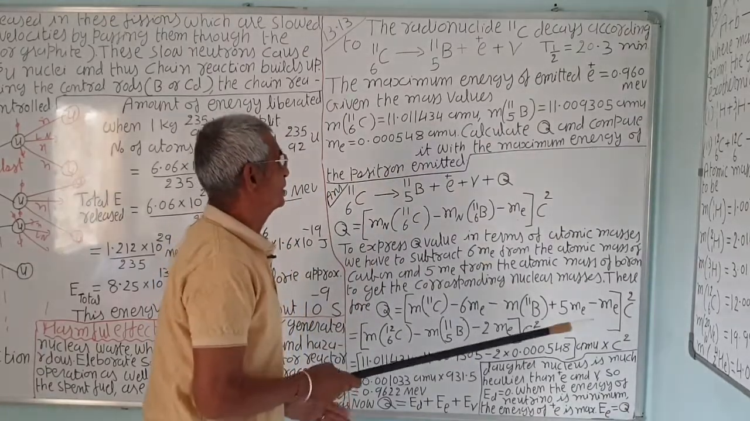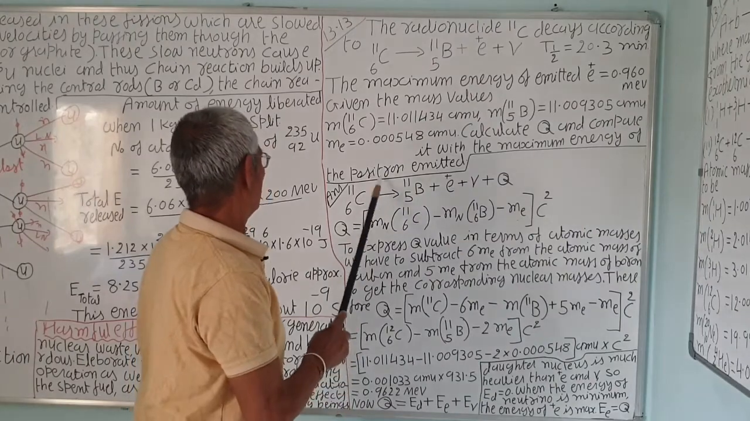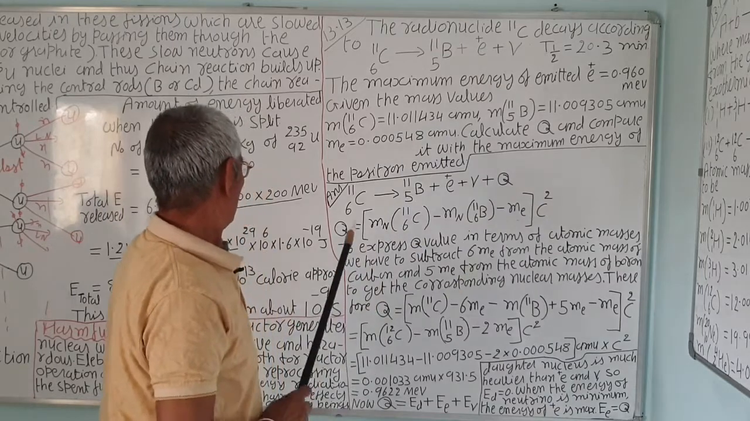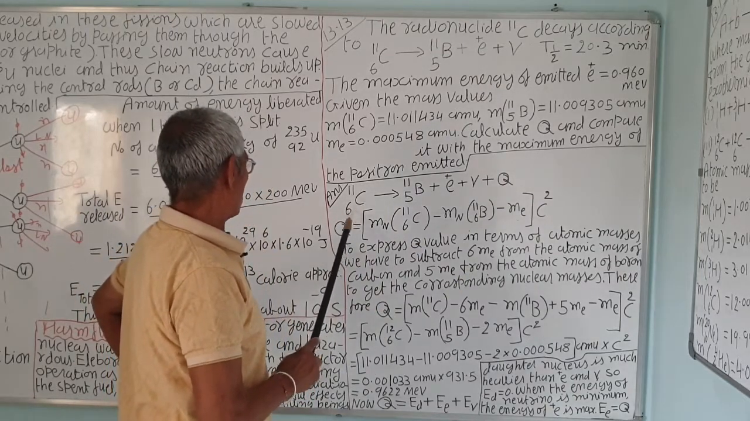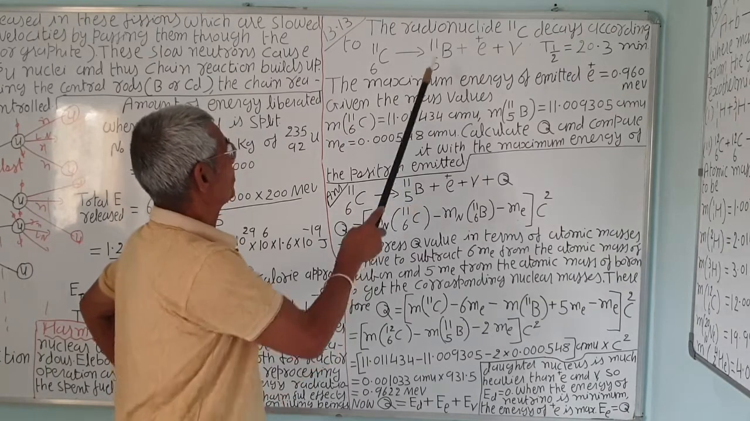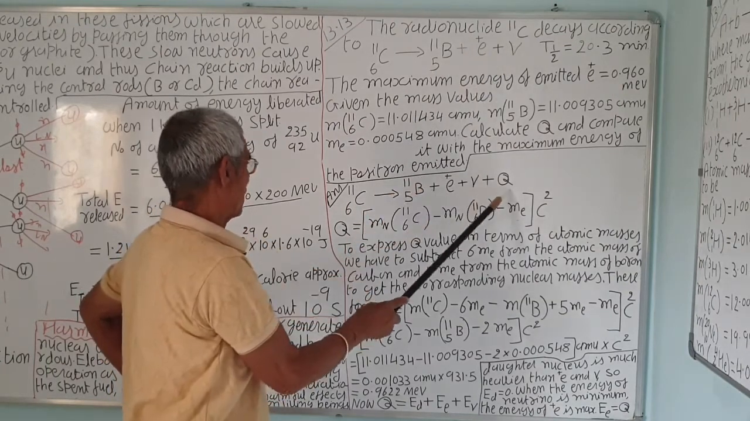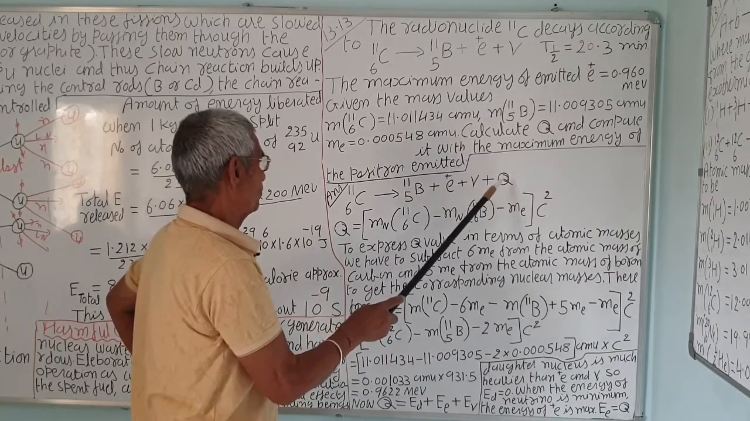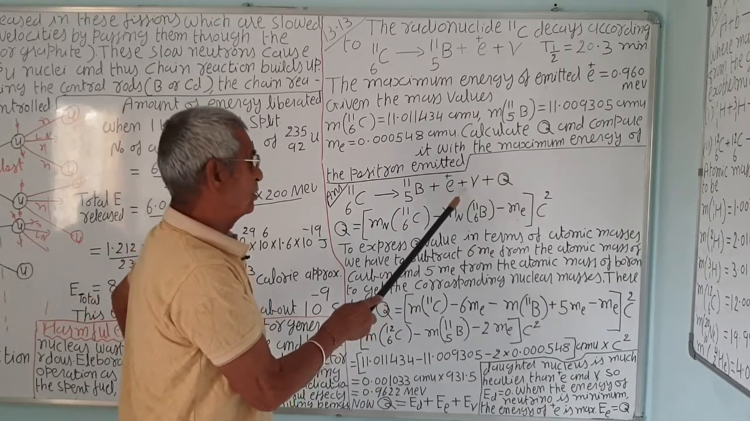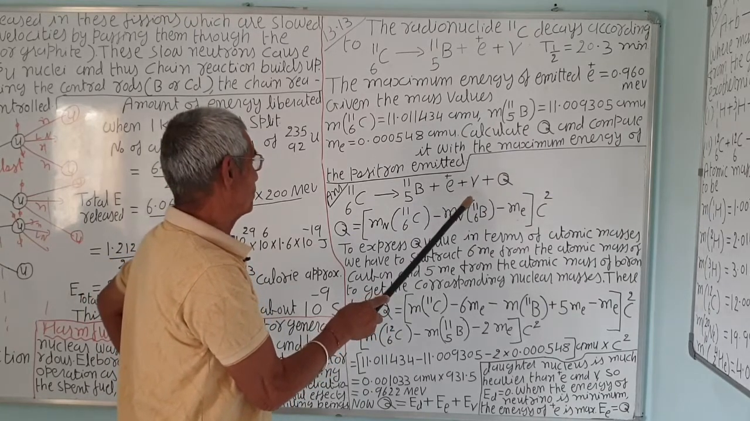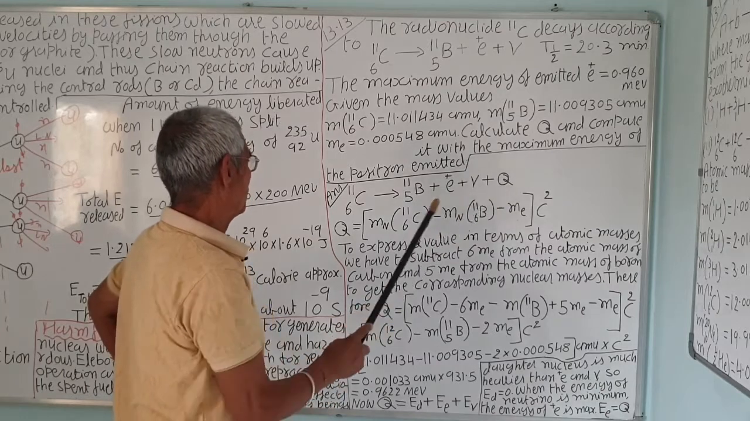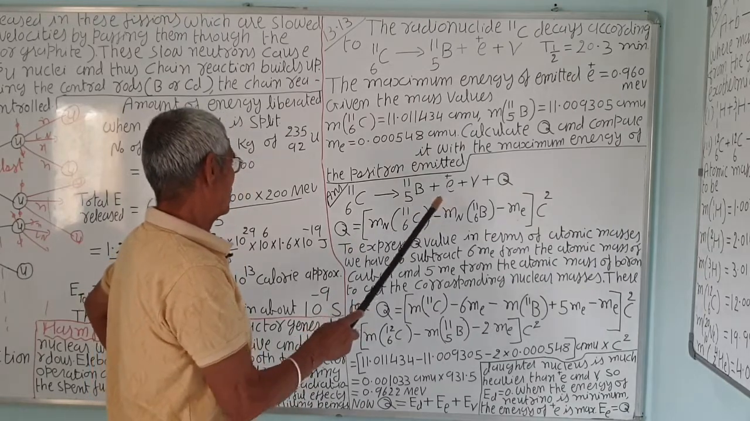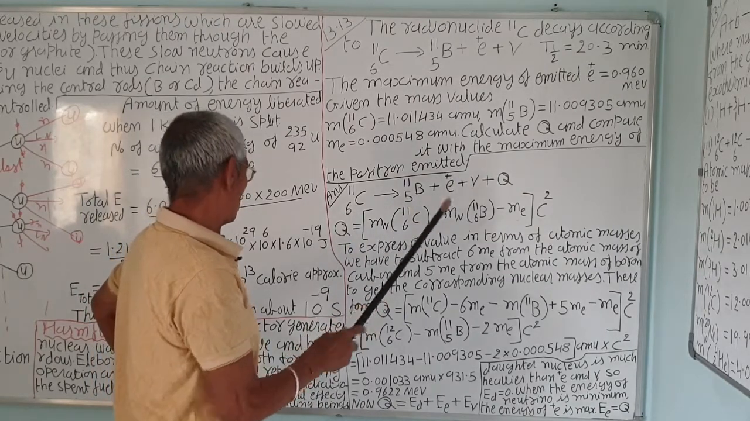We have to calculate the energy and the maximum energy with which the positron is emitted. Now let us see the equation: carbon-6-11 converts into boron-5-11 plus a positron plus a neutrino, plus energy Q, which appears as the kinetic energy of these particles, the daughter elements. This is the parent element, and these are the daughter elements.